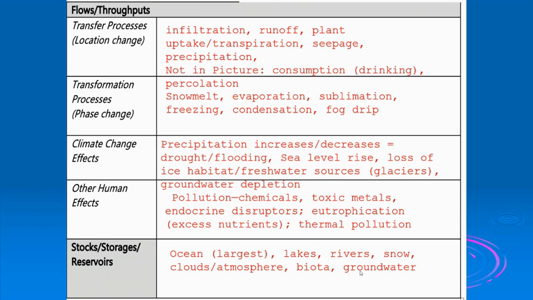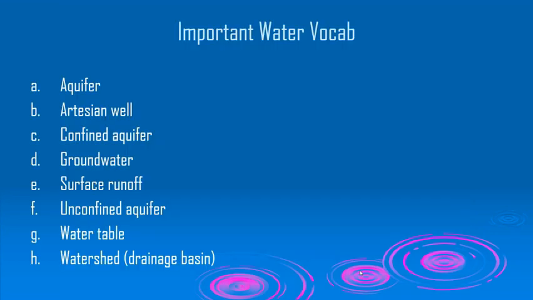The largest storage is the ocean, followed by lakes and rivers and snow. Also, don't forget the glaciers. Clouds and the atmosphere hold a lot of water, just not for long periods of time.